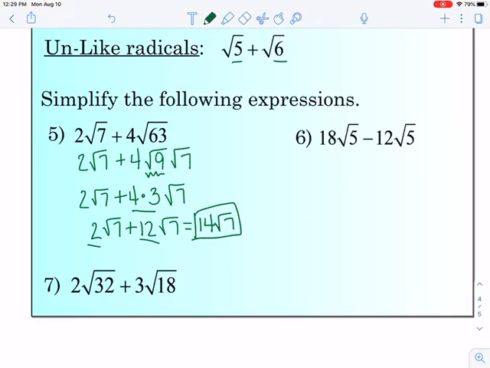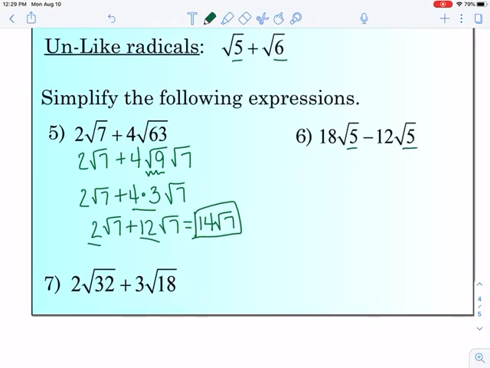For number 6, I have 18 radical 5 minus 12 radical 5. And in this particular case, the radical 5 and the radical 5 are already the same. So I do have like radicals. So I can just straight do my subtraction right away. So I'm going to do 18 minus 12, which is 6. And tack on that radical 5. There's nothing further that I can do with that problem.